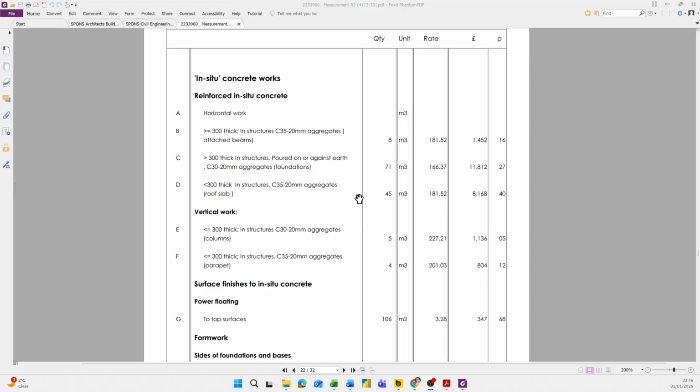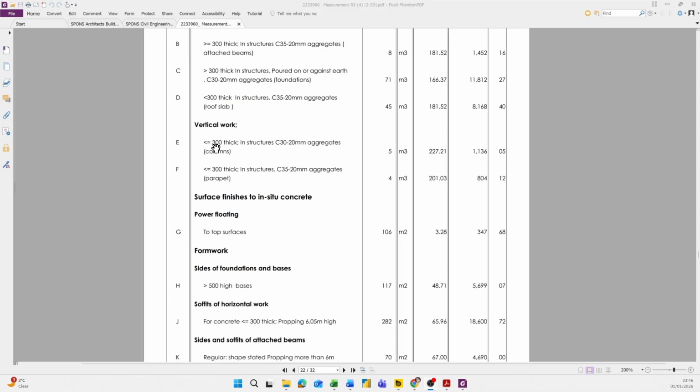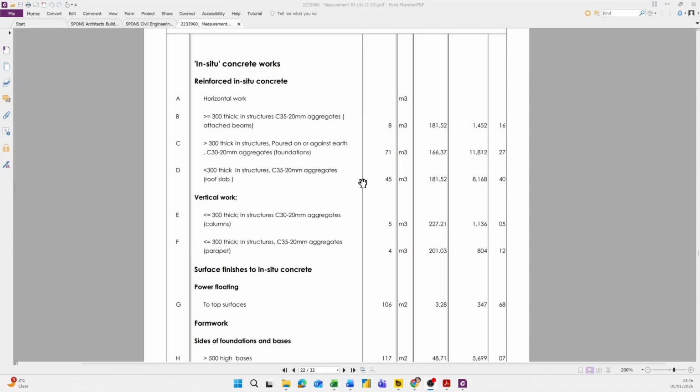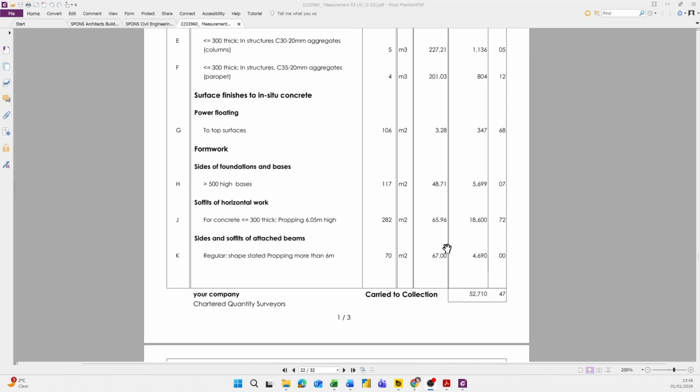This is a BOQ from my previous project. You can see the concrete price, 181.52, and it very much depends on the concrete grade and the size of the concrete, and the location. Vertical work and horizontal work prices are different. Formwork price too, so I can refer to prices from this historical data.